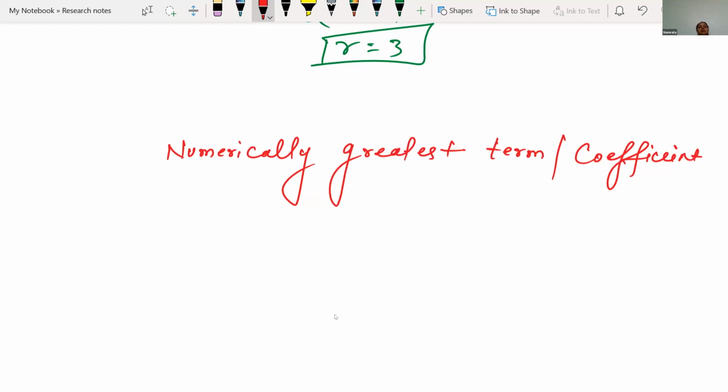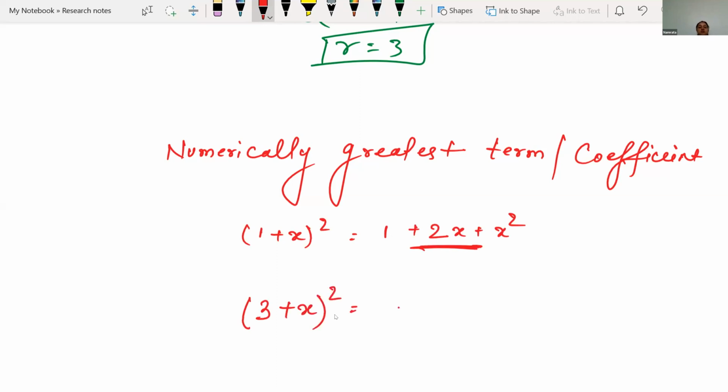Yes, right, ma'am. But when the expansion is, let's say, 1 plus x square, here you will be having a square, 2ab, b square. Here you can see the middle term is having the greatest coefficient. But what about if you are having the expansion like this? Then what will be the expansion? A square, 2ab, b square. Can you see the middle term is not having the greatest coefficient? Can you see? Yes, ma'am.